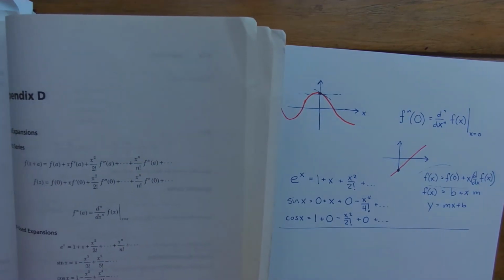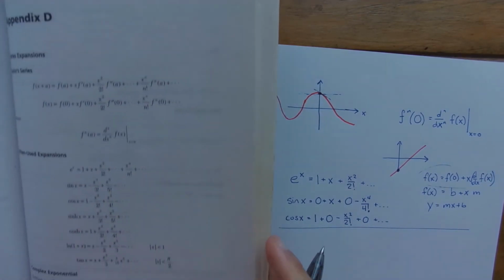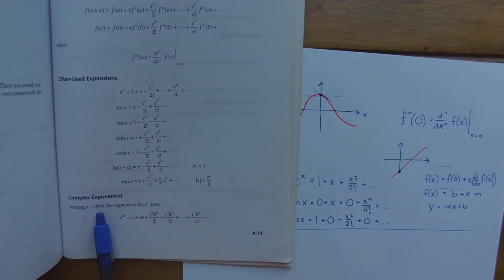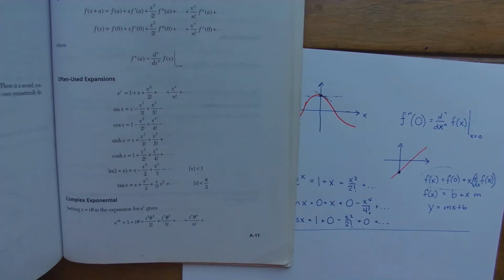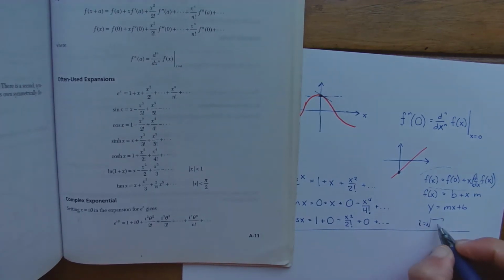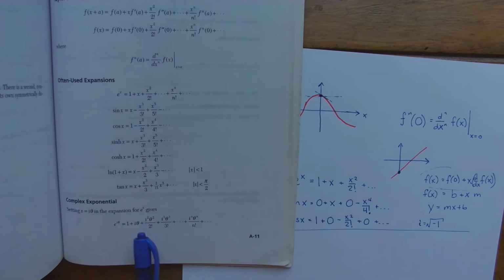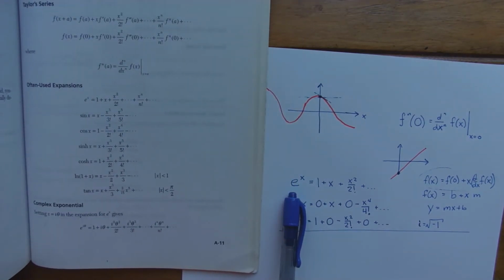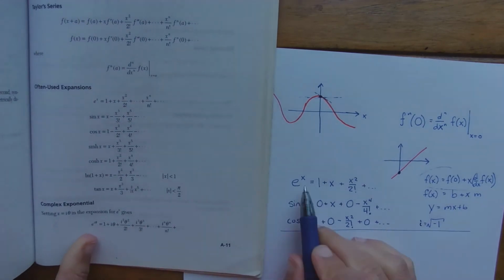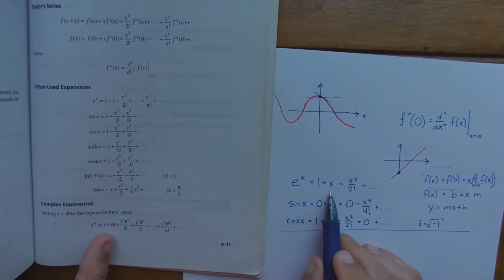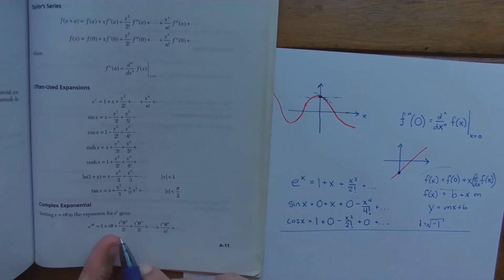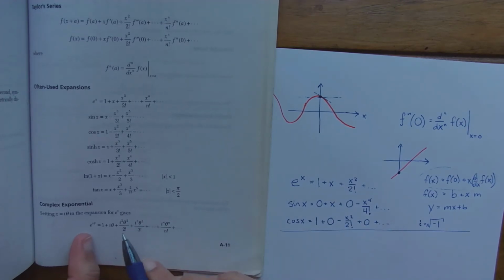Okay, so that brings us to this point here. And now we're going to look at what would happen if you set x equal to i times theta, where i is the imaginary number, and that is equal to the square root of -1. So if you make that substitution in the expansion for e to the x, you get e to the i theta is equal to 1, plus x, which is i theta. And then this would be x squared, so that would be i squared times theta squared, and so on.